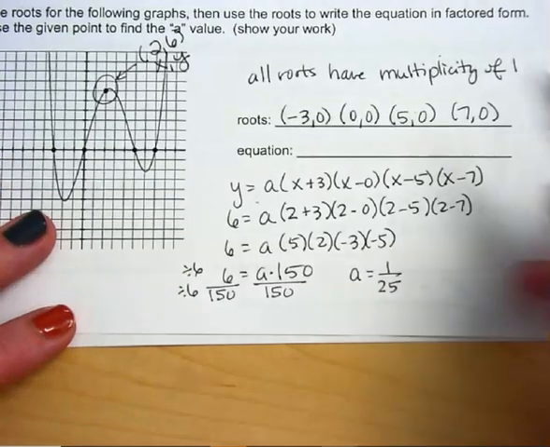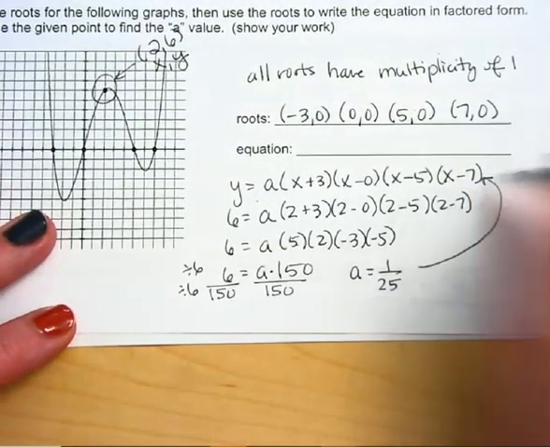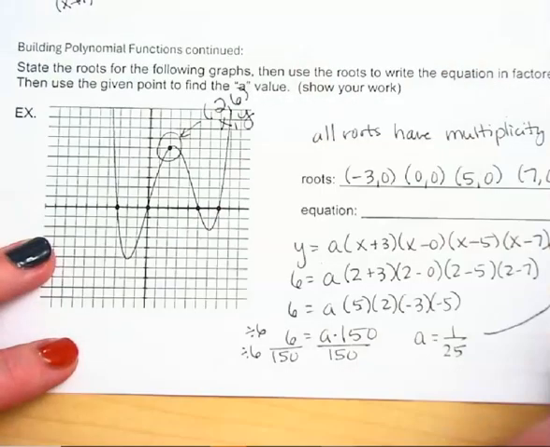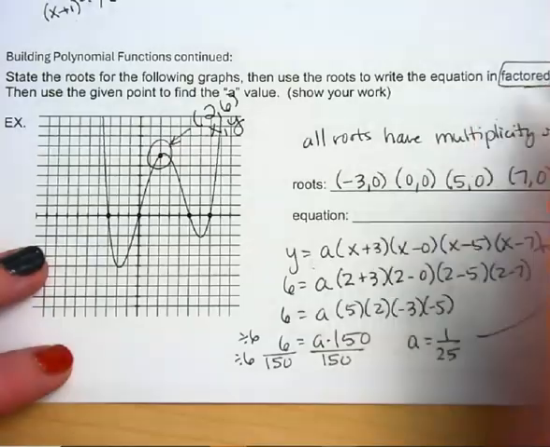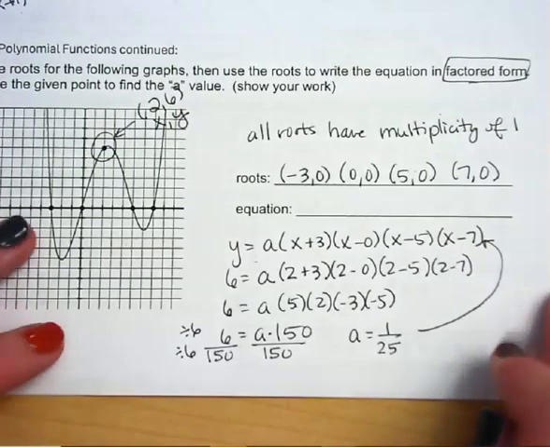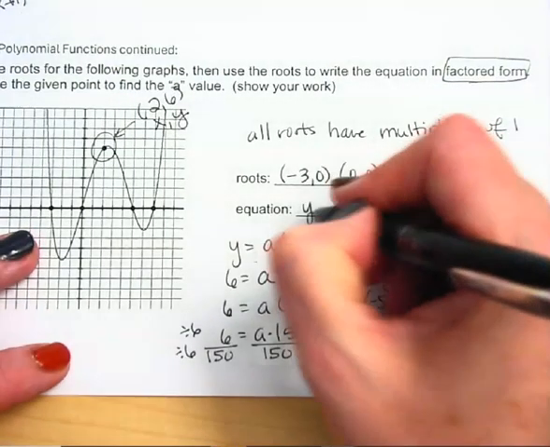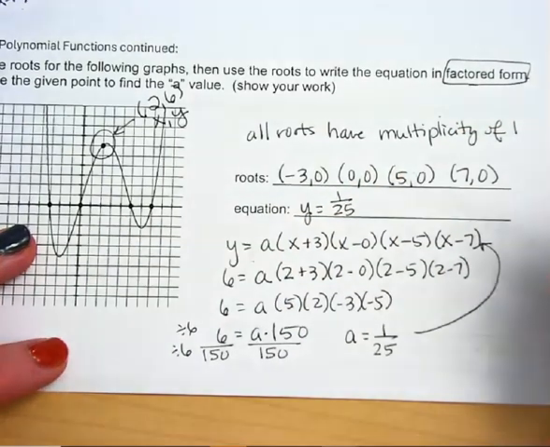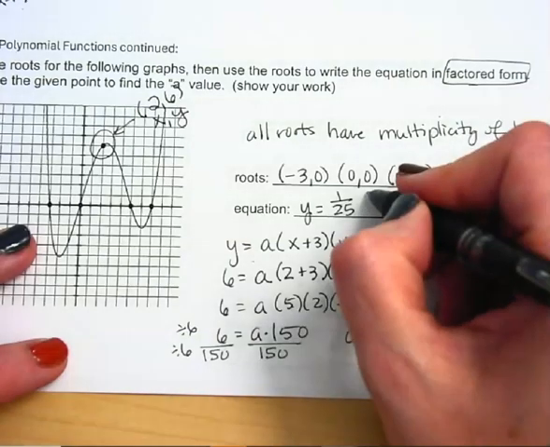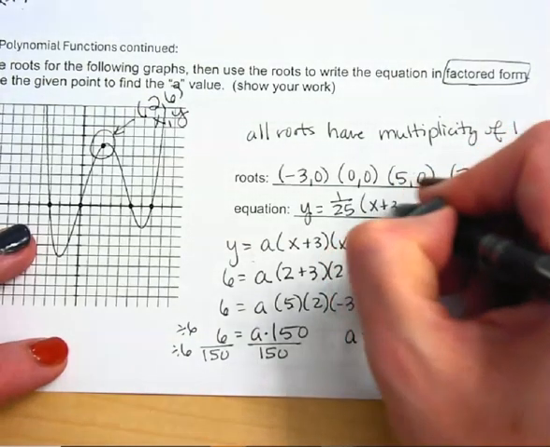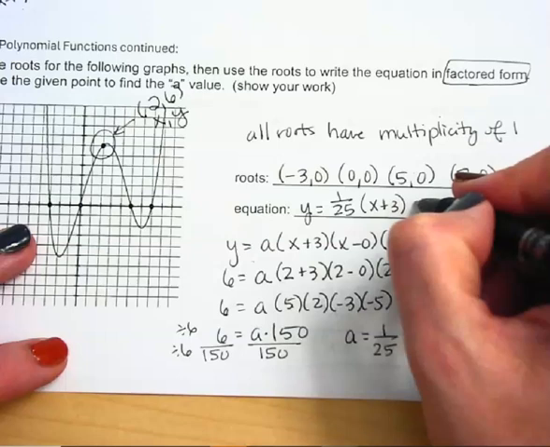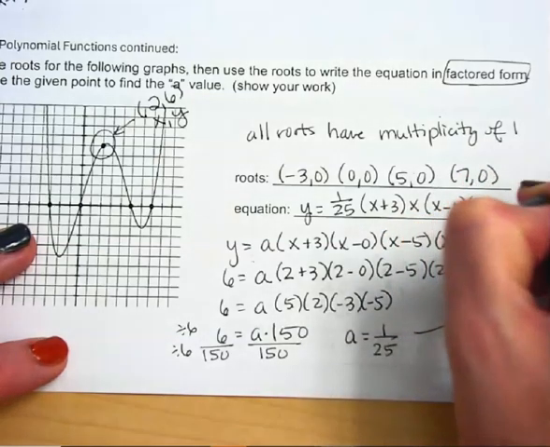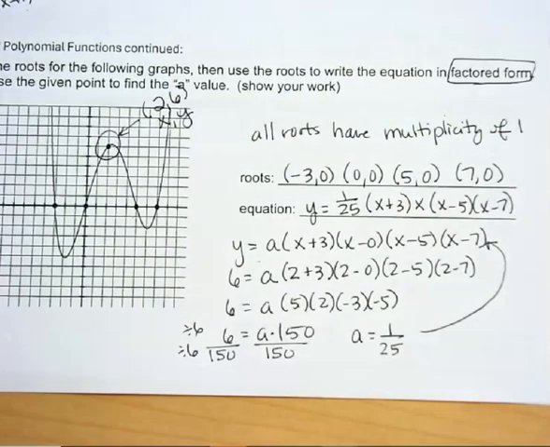So I take that value back into this general form equation and plug it in for a, and we can leave this in factored form. The directions say factored form, and we all said thank you, because that would be annoying to multiply all that out. You can leave the x minus 0 factor like that, or just as x. And we are done.